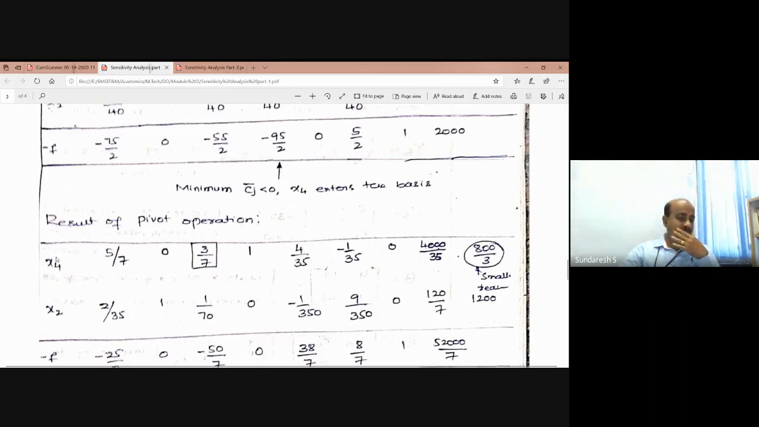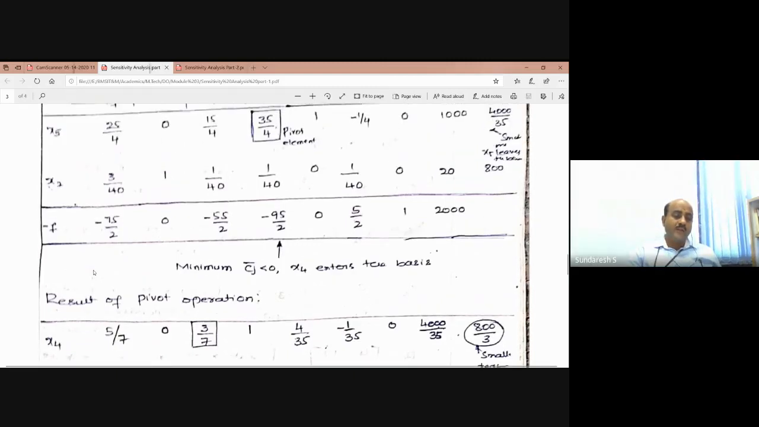X4 is entering the basis, right? So first you can complete X4. How do you do X4? What is the old element? The old element is 25 by 4, divided by 35 by 4, that is 25 divided by the pivot element. Old element divided by pivot element, for the new variable entering the basis.